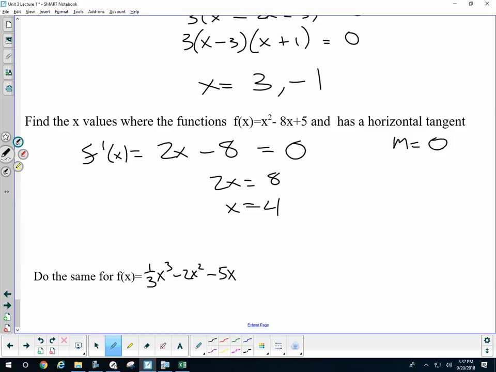Do the same for the next one. This is a cubic. Maybe we have 2 locations, right? Cubic, up and down and up. Or maybe it's just like up and flattened out. I don't know. Let's find out.